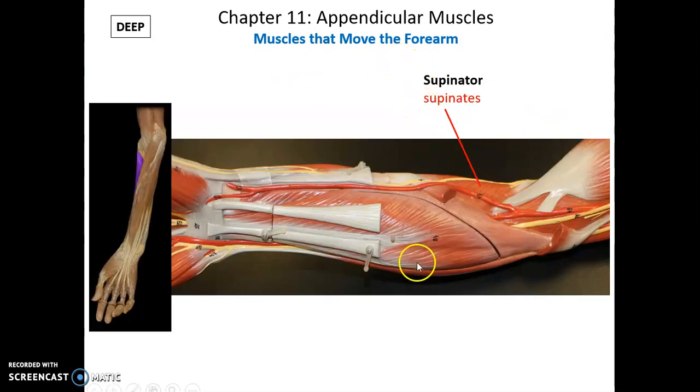A very deep muscle in the forearm area is the supinator. So the supinator, surprise, surprise, helps to supinate the forearm, again, turning the forearm so the palm is facing anteriorly.